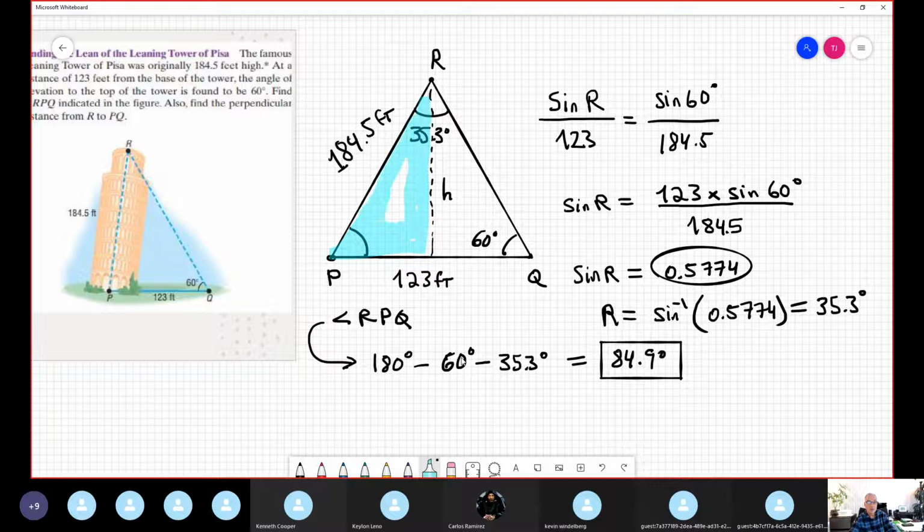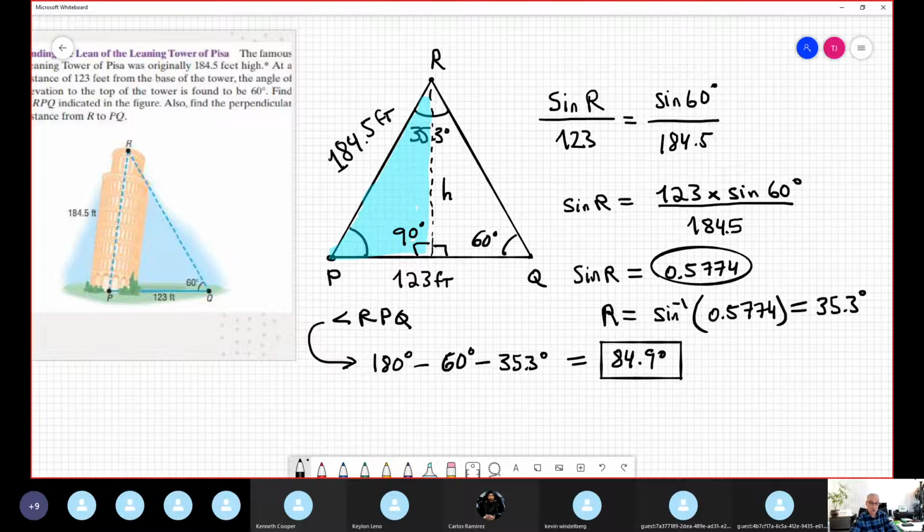Using this triangle, because this segment H is perpendicular to this, so I'm using 90 degrees here. Therefore, it's easy. The trigonometry when the triangle is a right triangle is super easy.